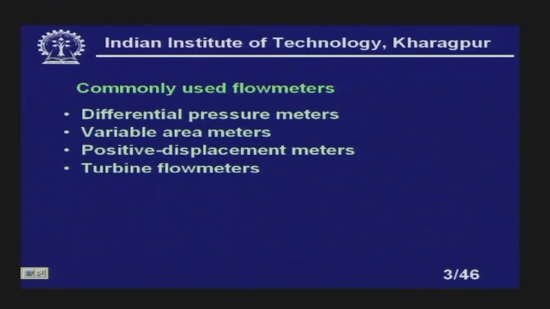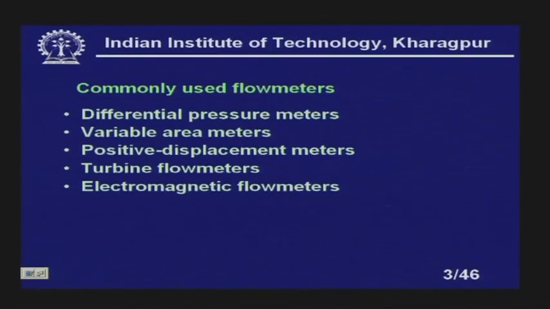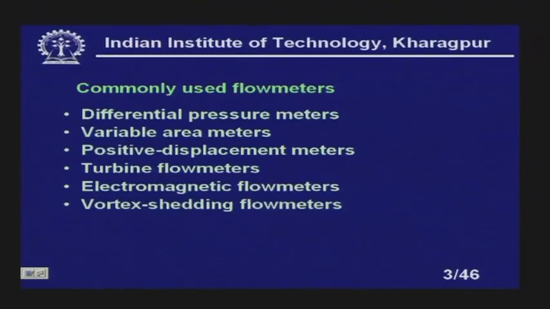Then we have turbine flow meters, from which you get a direct electrical output. We have electromagnetic flow meters. They also have some relative advantages and disadvantages. The electromagnetic flow meter is very good because there are no obstructions, and this will be discussed later on. We have vortex shedding flow meters. Then we have ultrasonic flow meters. Using ultrasonic sound we measure the flow, and it is basically non-invasive, and like the electromagnetic flow meter, it does not create any pressure loss.